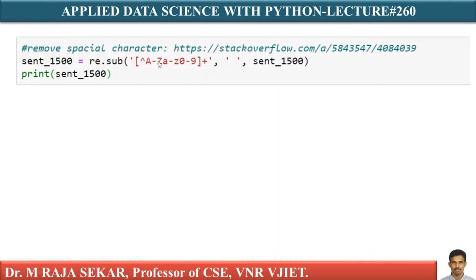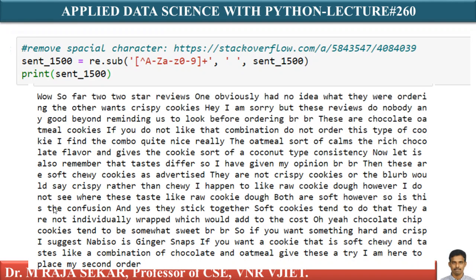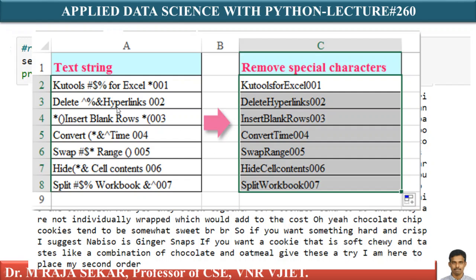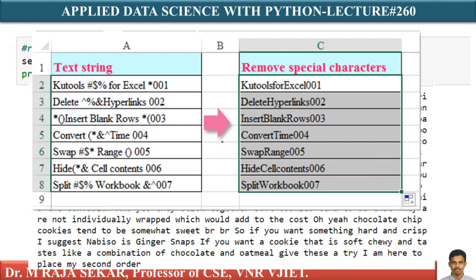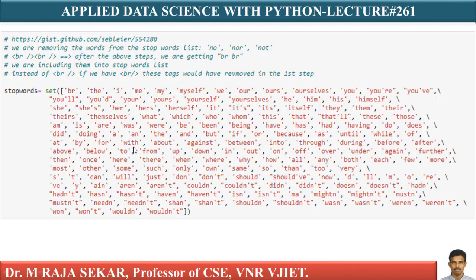This is removing special characters. Again, I request you to go through the Stack Overflow website where you can find a detailed explanation. After removing special characters, this is my review, and it looks something like this. Removing special characters, what does it mean? Just see, I am removing these things, and these things, and this. This is removing special characters. Just observe this particular slide carefully so that you can understand the removal of special characters.